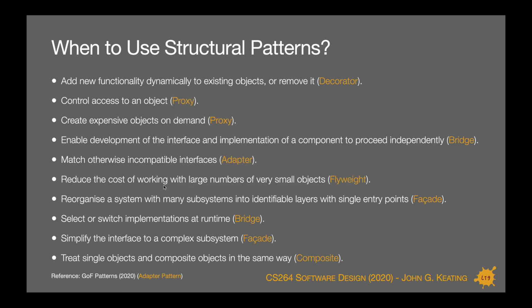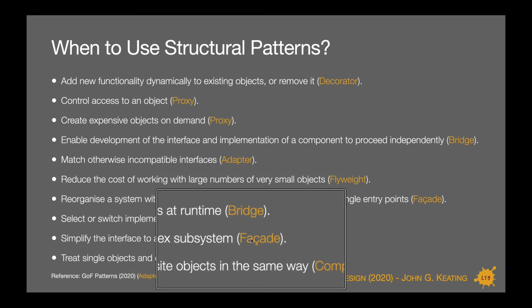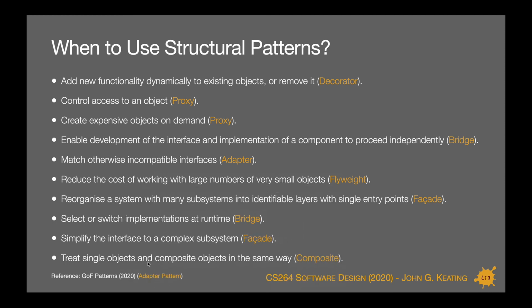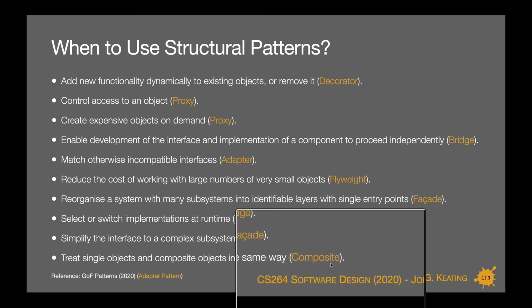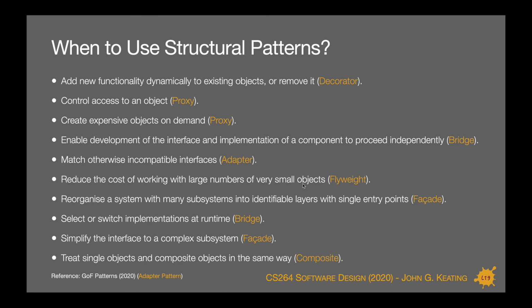If you want to reduce the cost of working with large numbers of very small objects, then use flyweight. If you want to reorganize a system with many subsystems into identifiable layers with single entry points, use facade. If you want to select or switch implementations at runtime, you can also use bridge. If you want to simplify the interface to a complex subsystem, you can use facade. If you want to treat single objects and composite objects in the exact same way, use composite. So it's a really useful list.